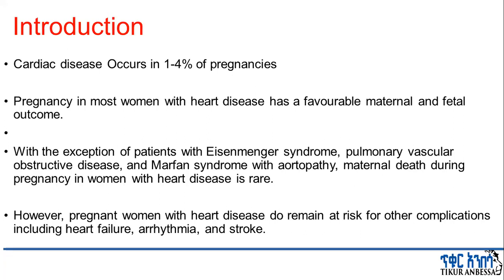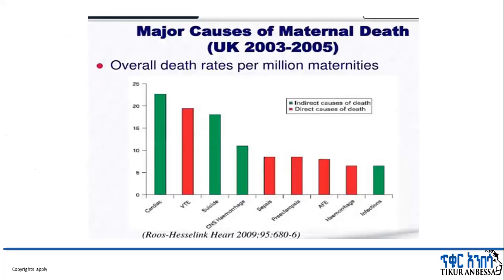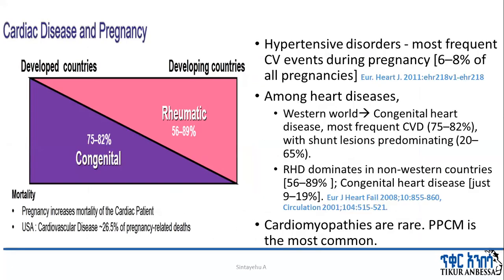However, pregnancy can be complicated with heart failure, arrhythmia, and there could be development of pregnancy-related cardiac complications like cardiomyopathy, pregnancy-induced hypertension, and so on. So we need to focus on management of cardiac disease during pregnancy. If you see the data from the UK, cardiac disease is the most common indirect cause of maternal mortality. So it is a significant cause of maternal mortality in the US and also in developing countries.